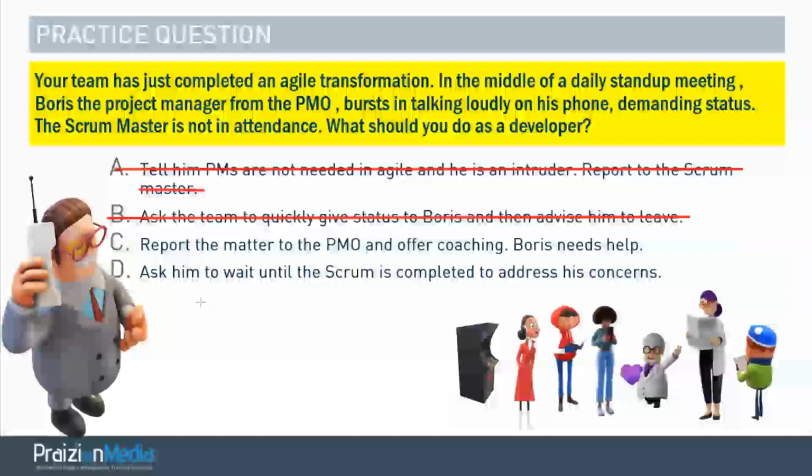Let's look at D. Ask him to wait until the Scrum is completed to address his concerns. Now, C is not going to solve the problem right now. If Boris knows he'll get what he's looking for at the end of the daily Scrum to address his concerns, that is a bit more respectful than A, a lot more respectful than A. And at the same time, it will also be an opportunity for you to have a word with Boris, perhaps. And if not, for you after D to report to the Scrum Master. But that is not part of the option.